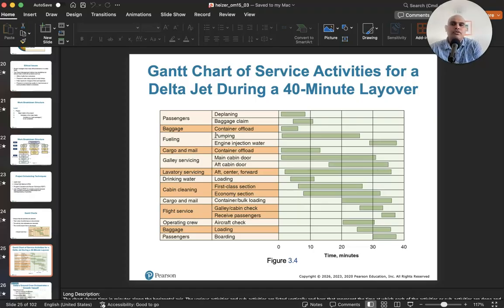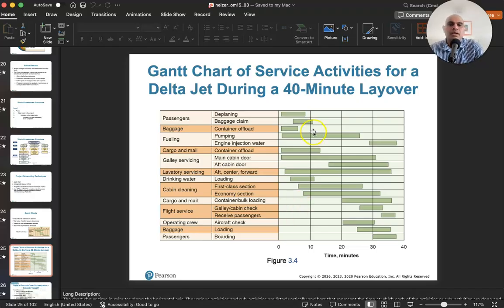So there's an example of a Gantt chart for service activities for a Delta 40-minute layover, right? So these are the main activities. There are major activities even before that, but they're further broken down into passengers, baggage, fueling, cargo and mail, galley servicing, lavatory servicing, drinking water, cabin cleaning, cargo and mail again. So this is when cargo and mail is offloaded. This is when cargo and mail is reloaded. Flight service, operating crew, baggage and passengers again. So this is embarking, and this is embarking, right? So that's the whole idea of a 40-minute layover for Delta.